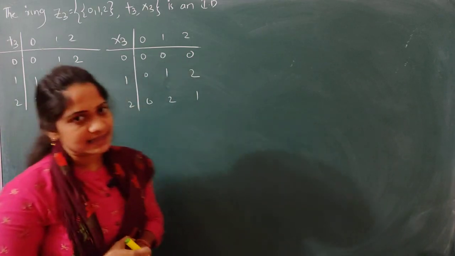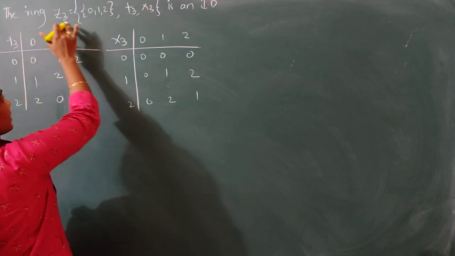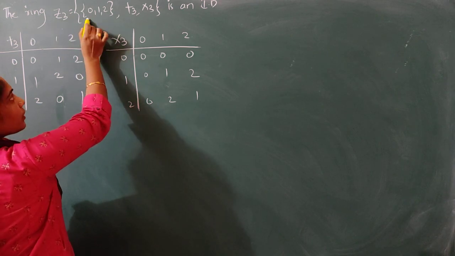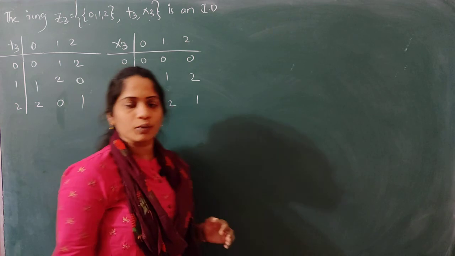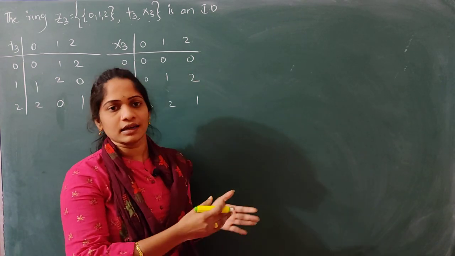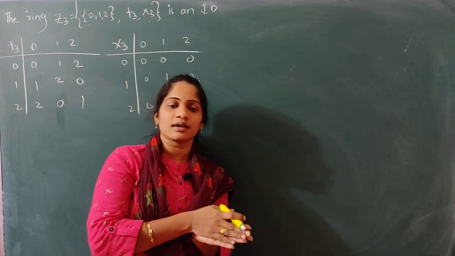Now let us see the example of Z3. So here the ring is given. Z3 equals how many elements? 3 elements. Under addition and multiplication, is it an integral domain or not? So he is saying that it is an integral domain. Now we have to check whether it is an integral domain or not.